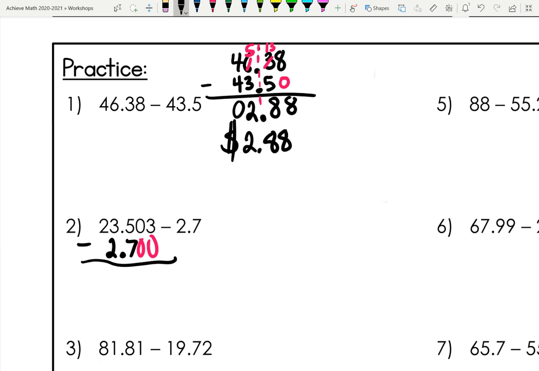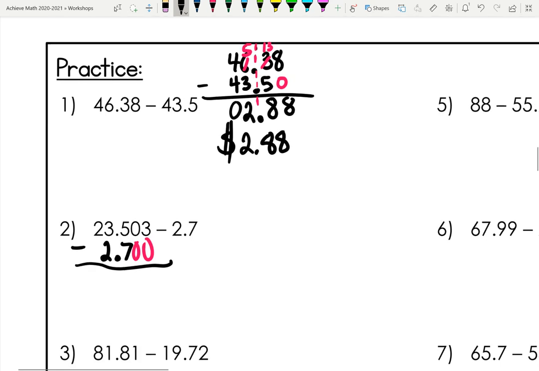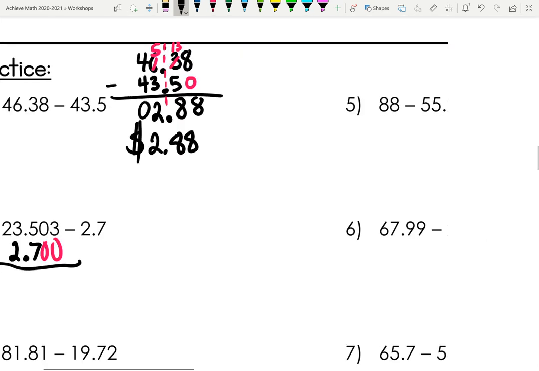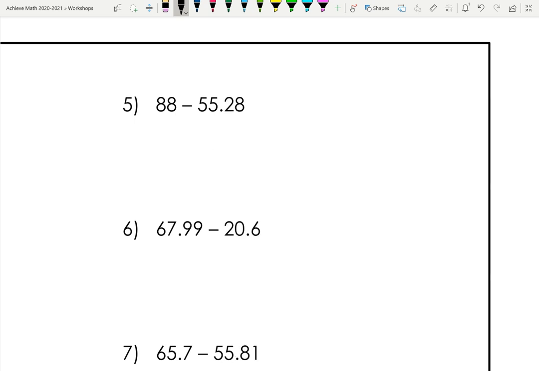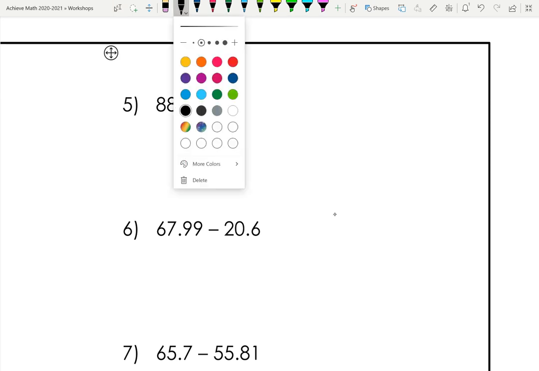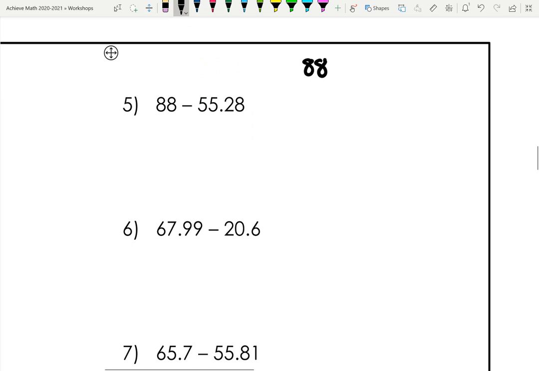For number 5, the key is when you're subtracting a whole number, you have to just kind of think about it like money. I have $88, and I'm going to go ahead and spend it on $55.28. So I'm going to go ahead and write it out. I'm going to write 88. Now I'm going to have to subtract 55 and 28.